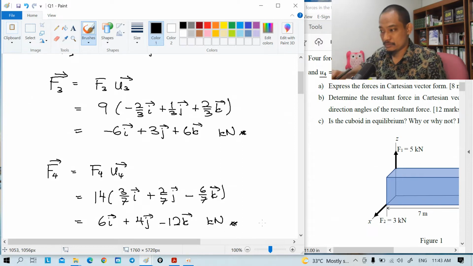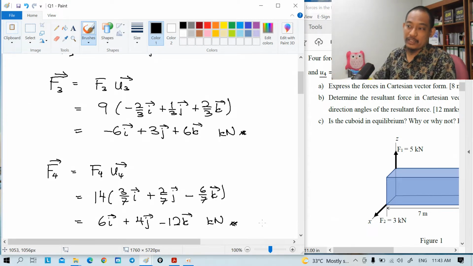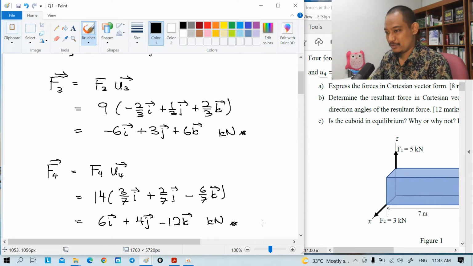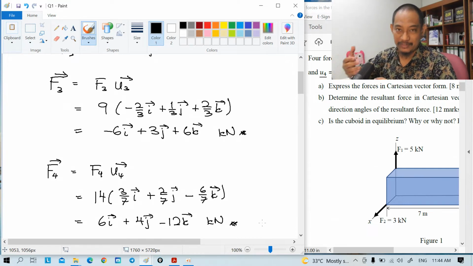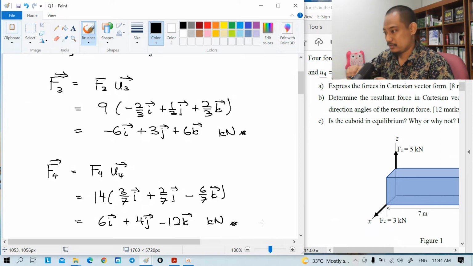Kilonewton. Just double check the magnitude. 6 square plus 4 square plus 12 square, 14. Alright. Now, if you notice, I have a habit of always checking and double checking, not to say I'm always not sure of what I'm doing, but in exam mode, normally it's safe. It's better safe than sorry, right?